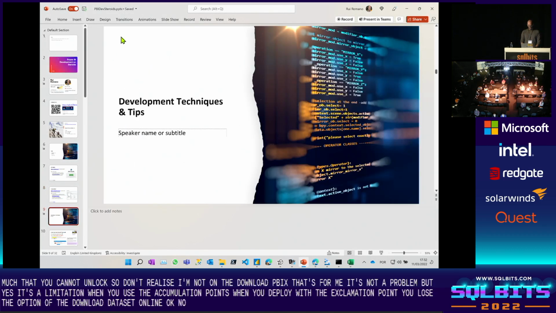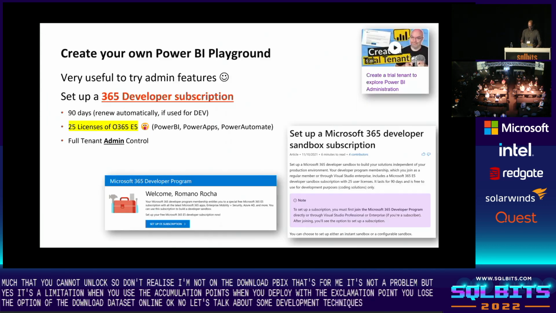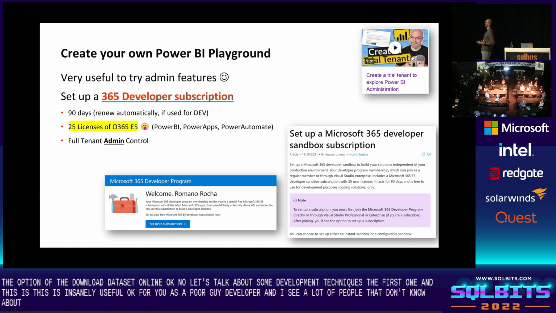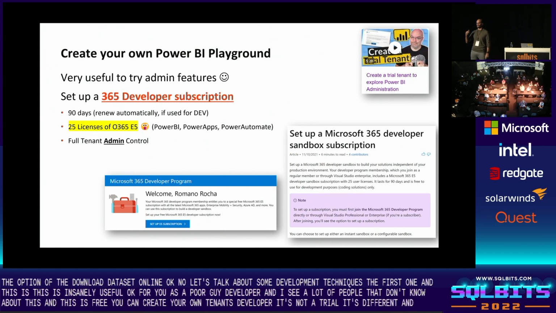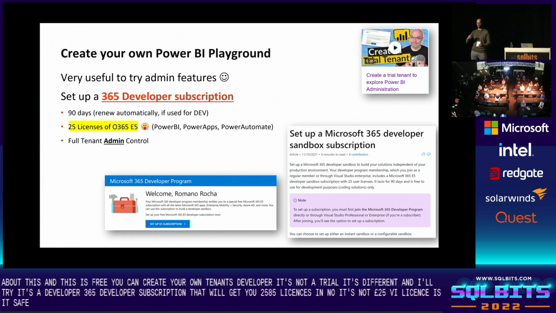Okay, now let's talk about some development techniques and tips. The first one is insanely useful for you as a Power BI developer, and I see a lot of people that don't know about this, and this is free. You can create your own developer tenant. It's not a trial, it's different. It's a Microsoft 365 developer subscription that will get you 25 E5 licenses. It's not 25 Power BI licenses, it's E5. You get Power Automate, you get Power Apps, you get all the stuff. You get emails, you get Teams.